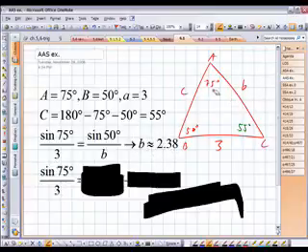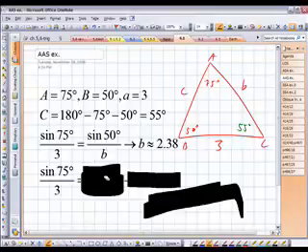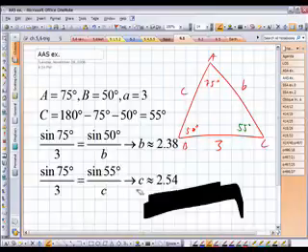Sine of 75 over 3 is equal to sine of 55 over c. Repeat the process, about 2.54.